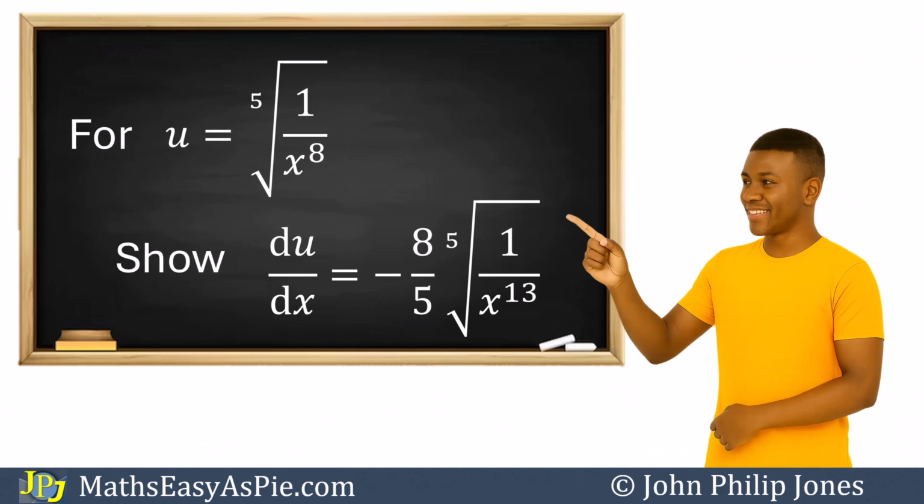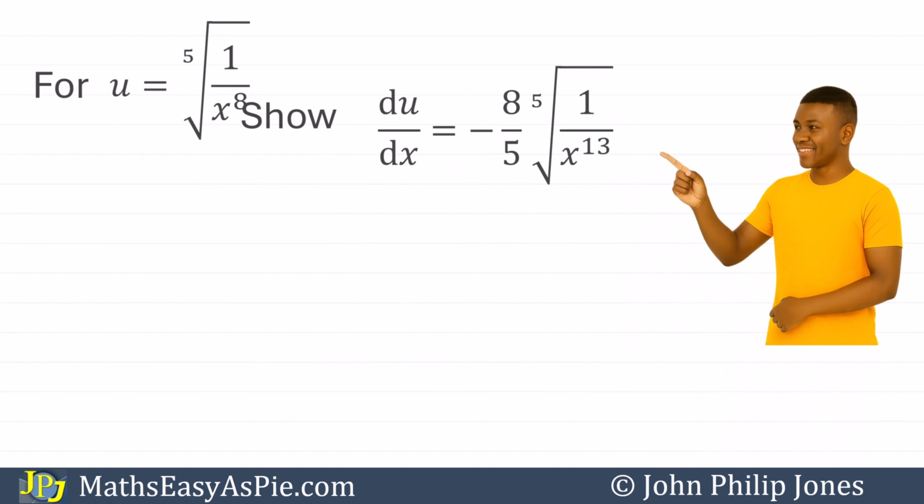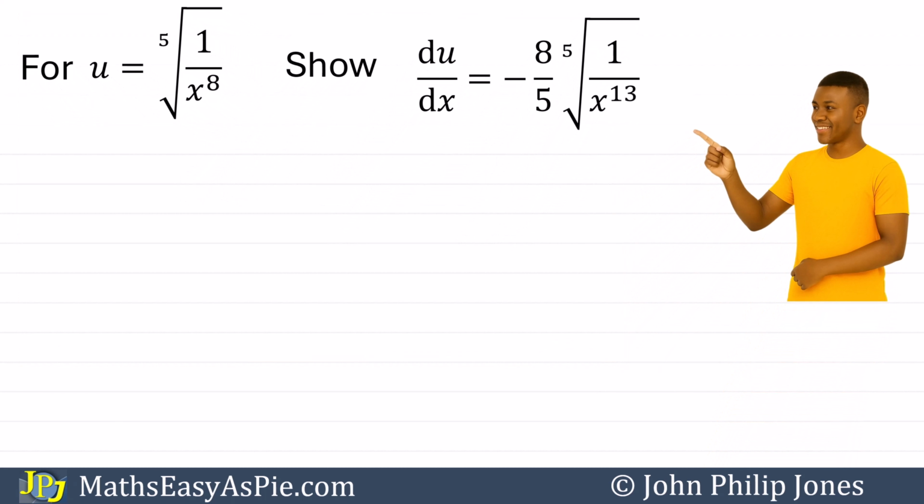Let's consider this. It's saying for u equals the fifth root of 1 divided by x to the power 8, show that du dx, in other words, the differentiation of u, equals, well, what you can see in front of you. So let's move on and have a go at showing this to be the case.